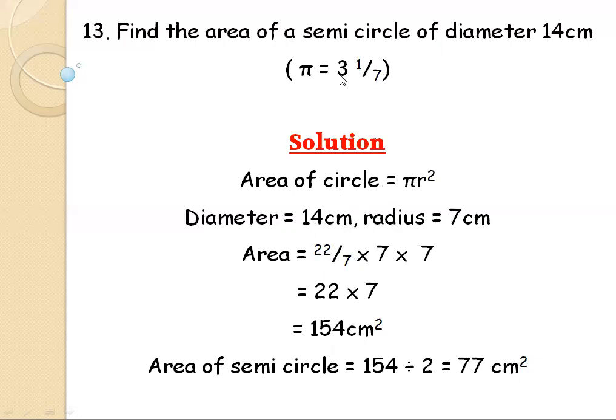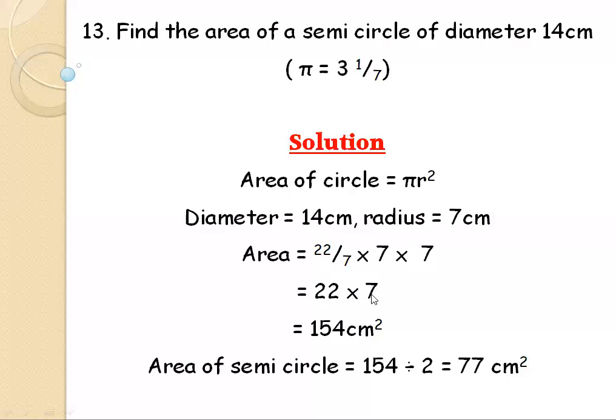7 times 3 is 21. 21 plus 1 is 22 over 7. So I'll use 22 over 7, multiplied by 7, multiplied by 7. Why am I doing it this way? It's going to be easier for me to cancel out my 7 this way. So 7 divided by 7 is 1. I'm left with 22 and 7. 22 times 7 is 154.